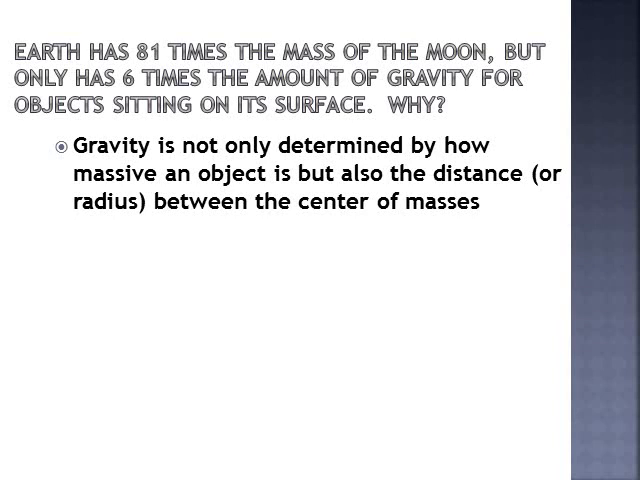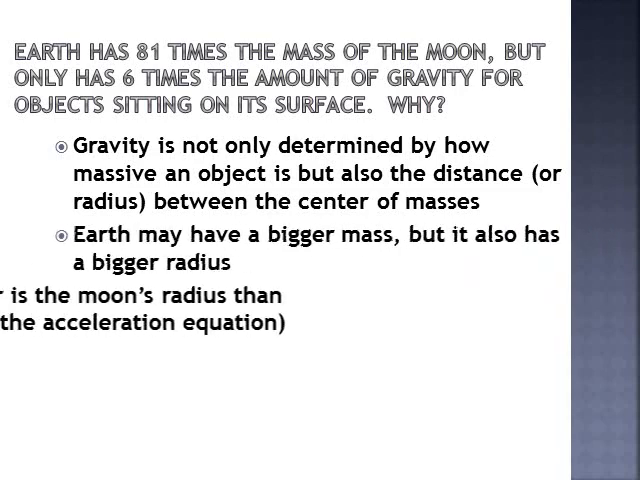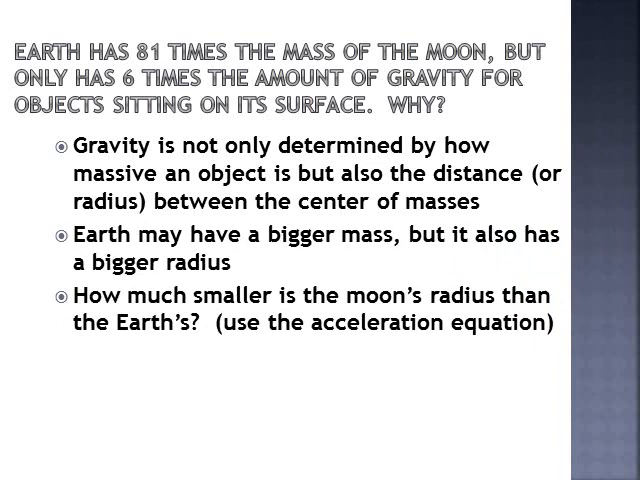So why is it that even though Earth is 81 times more massive, at the surface of the Earth it's only 6 times the amount rather than 81 times? Well, that's because the radius of Earth is also larger. And the larger the radius, the farther you are from the center, and gravity goes down. Because it's 81 times more massive, it has 81 times more gravity, but because you're further from the center of Earth at the surface than you are from the center of the Moon at its surface, you have less gravity because of that, and it balances out to only be 6 times as much. So the Earth has a bigger mass, but it also has a bigger radius.